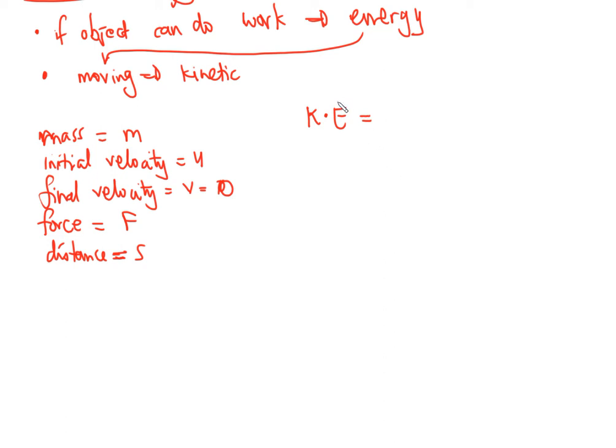So the kinetic energy is equal to the work done, which is force times distance. We know that work done is equal to force times distance, and this force worked through a distance of s. So our kinetic energy, if an object can do work, it has energy. That kinetic energy is equal to the work done, which is force times distance. But we know that our F is equal to ma. That's one thing we know. So our kinetic energy is just going to be equal to mas, right?